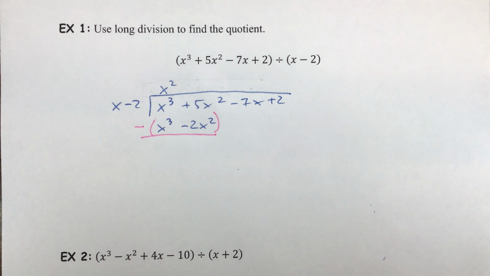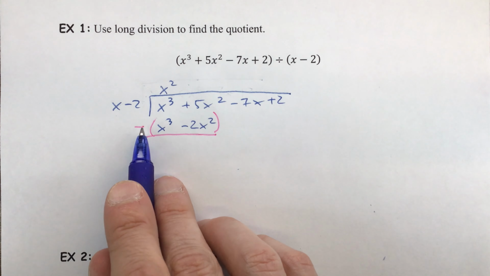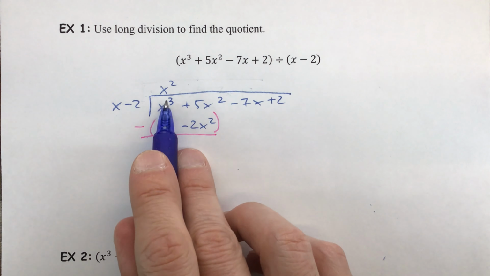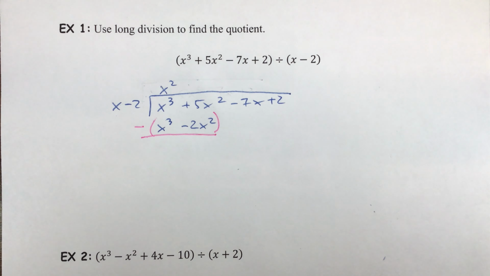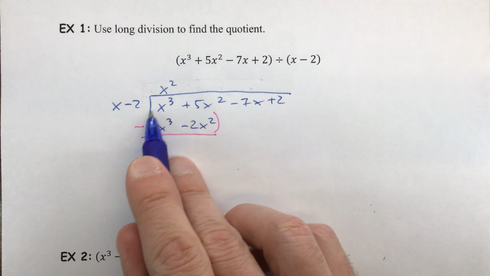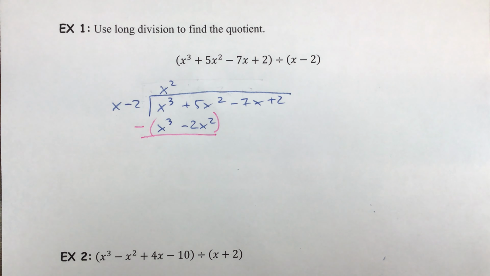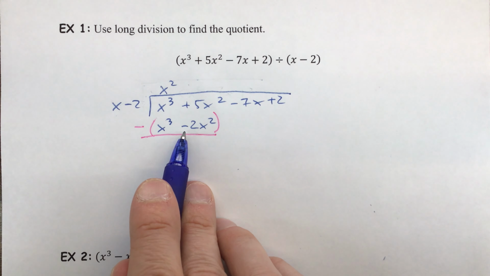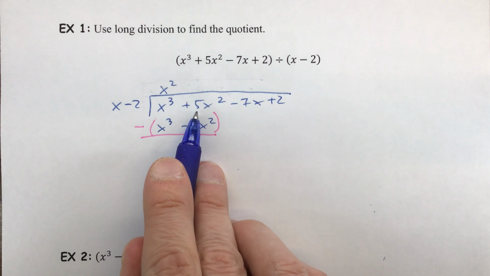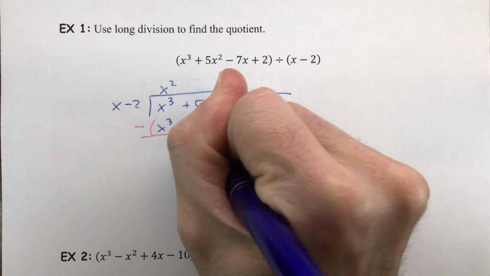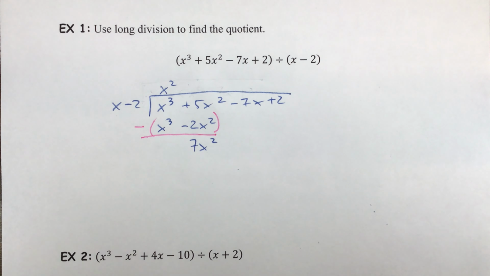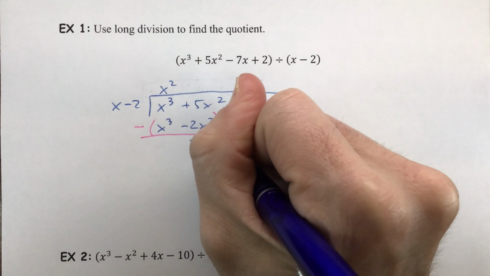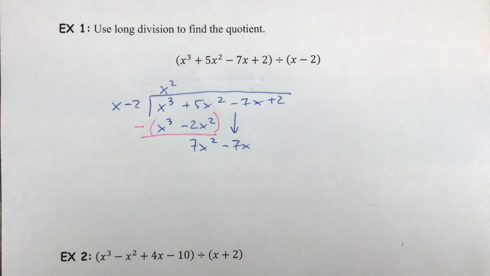Here's where it becomes very critical that you pay attention to things. This negative is going to distribute through, and then we're going to group. My advice is not to actually distribute it, but just to think about what it does. Now, of course, the beginning's just going to cancel. You don't need to mark it out, don't do anything with it. That negative is going to distribute in here, making that a positive 2x squared, which will group with the 5x squared, giving you 7x squared. We're then going to drop down our next term, just like long division. Okay, we're going to drop that down, so we get negative 7x.